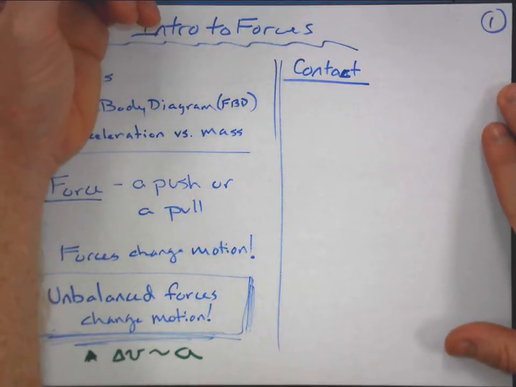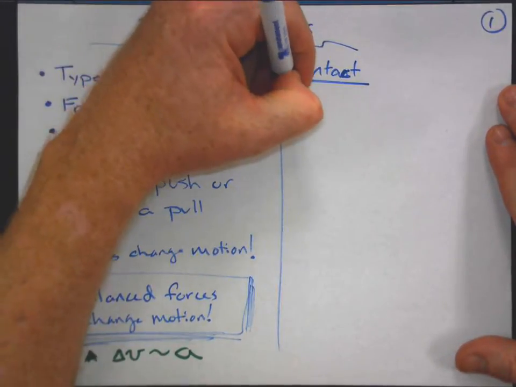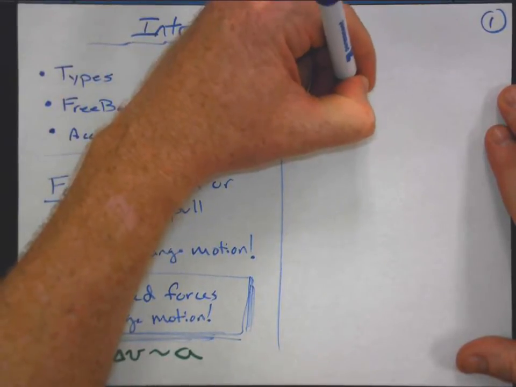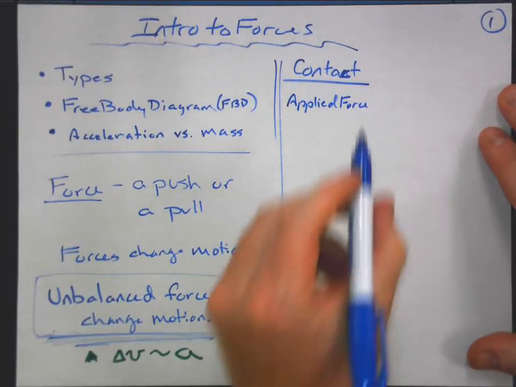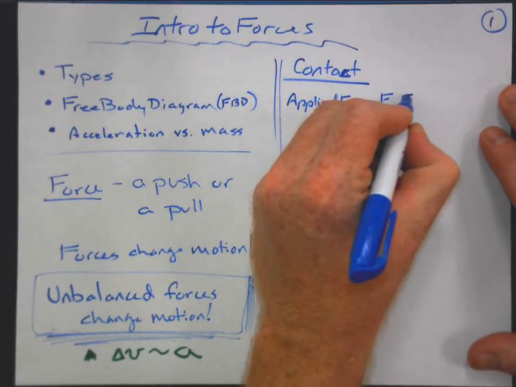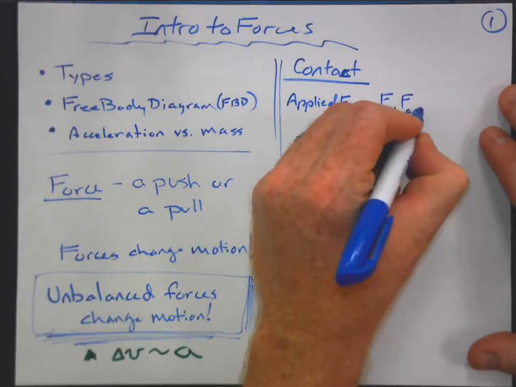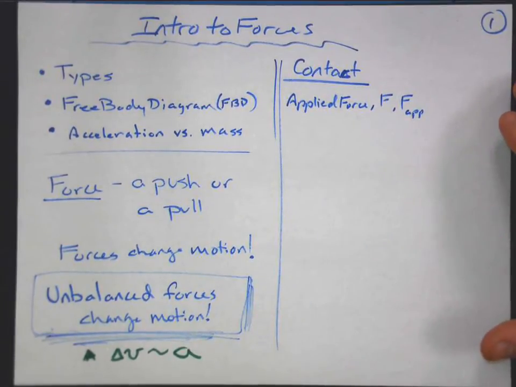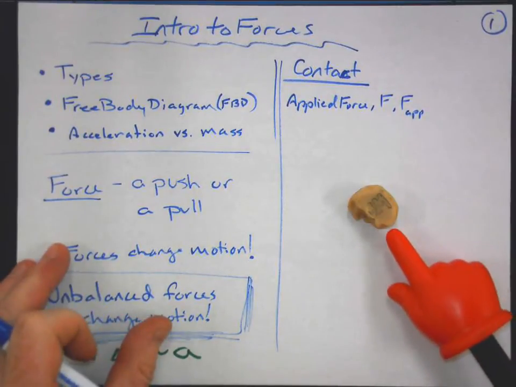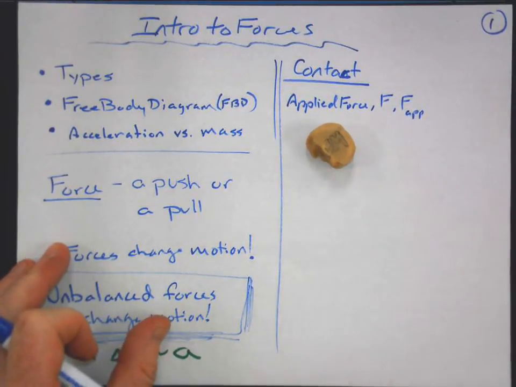Okay. What's an example? You could have an applied force. And the symbol for applied force, you might just use an F or say F applied. And, well, for example, you get that kind of force when you take an object and you push it with your hand. Well, you've applied a force to it. Okay.